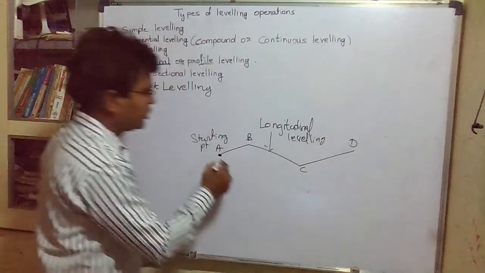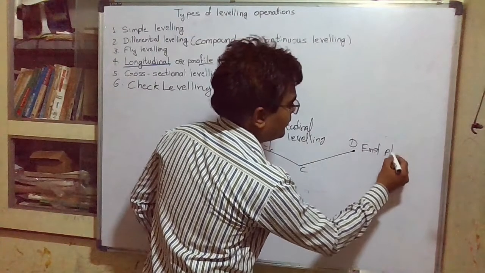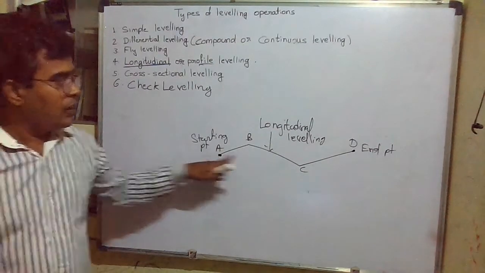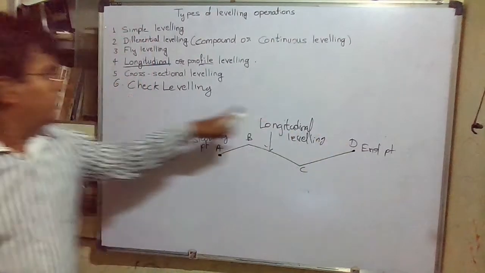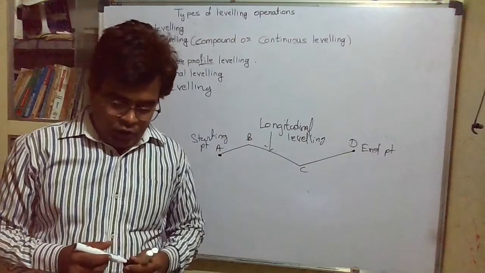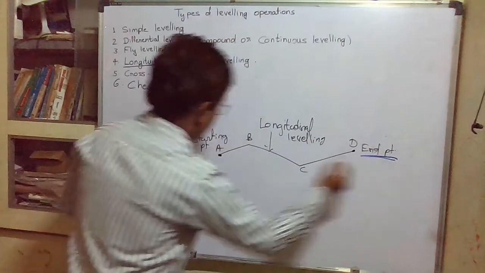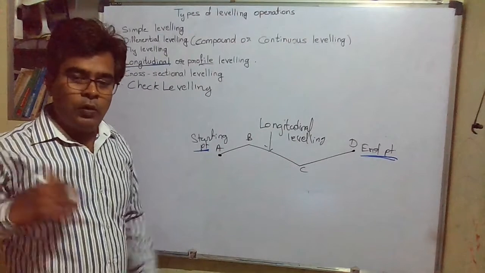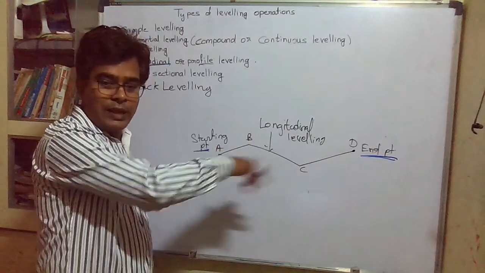and we have reached a point at the end of the day. We started leveling from point A at the start of the day and reached point D at the end of the day. So here we will add check leveling at the end of the day to connect this end point to the starting point to check the accuracy of the work, and we will follow a different path. Suppose we have done leveling by this path, so check leveling we will do by another path.